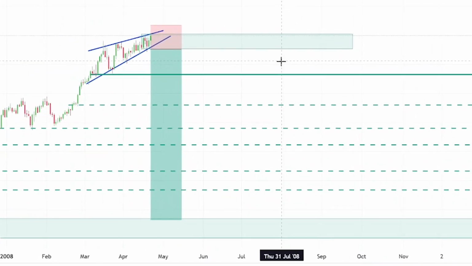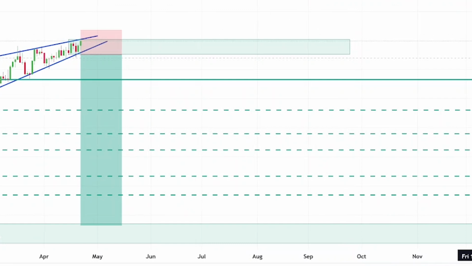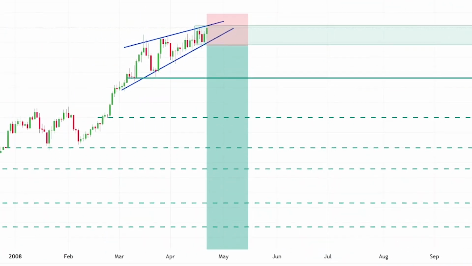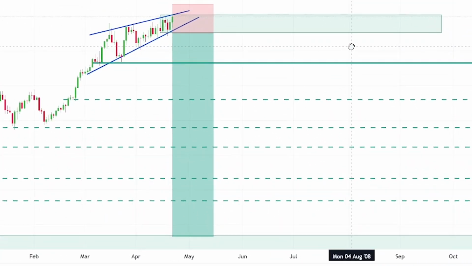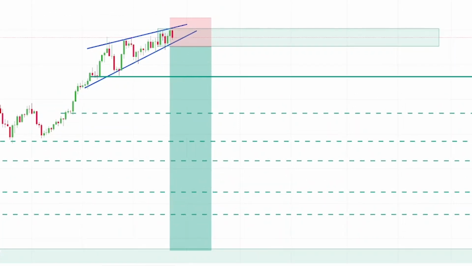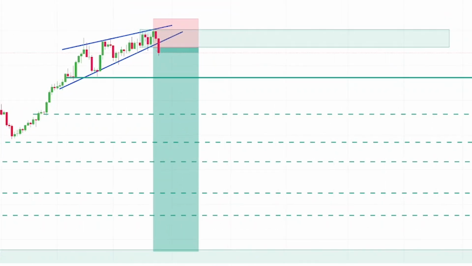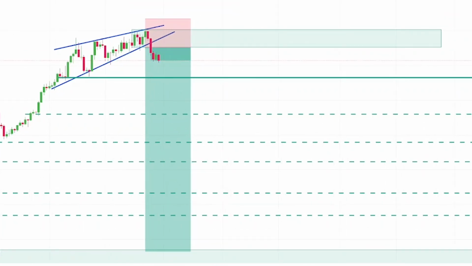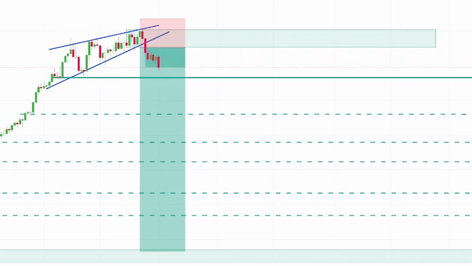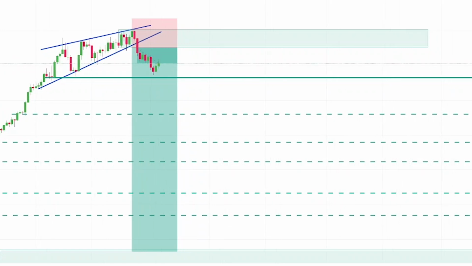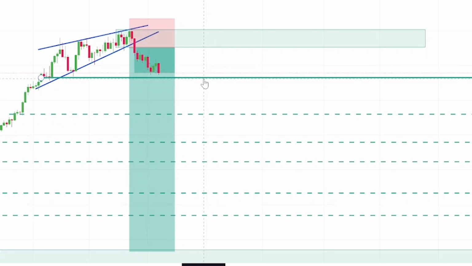Now let's see what the market is going to give us from that area with the confirmation of a rising wedge. Okay, we are rejecting from that area. We broke below this area. Let's see what happened. We are moving down, continue moving down. Now we are at our first target.